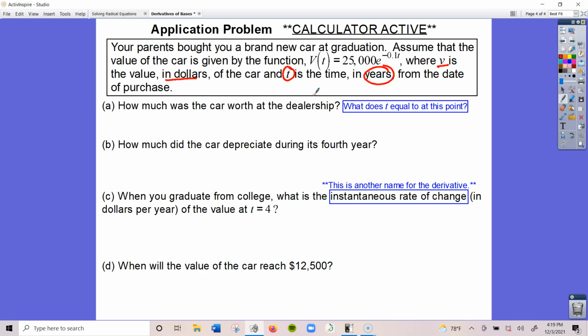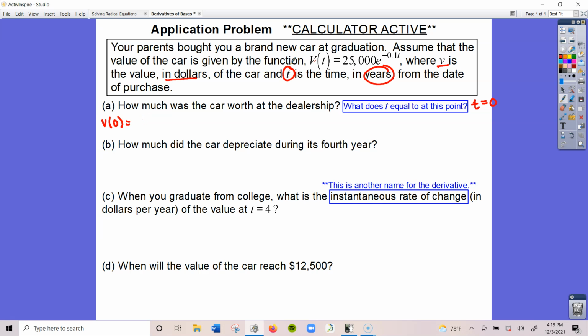If the car was at the dealership, that means that we haven't bought it yet. And t represents the time in years from the date that we bought it. So that means that here, t is equal to 0. I have not bought it yet, so I want to know how much the car was before I even bought it. So that means that we're solving for v of 0, since I'm looking for the value of the car.